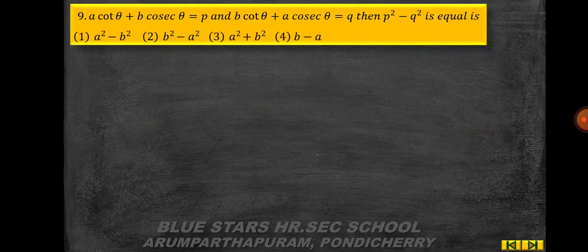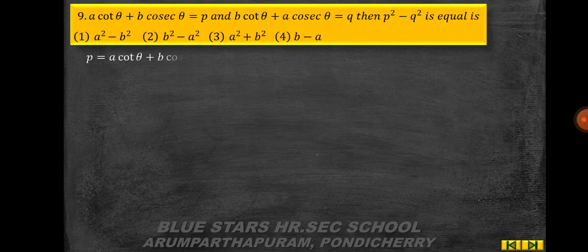Question number 9. A cot theta plus B cosecant theta is equal to P and B cot theta plus A cosecant theta is equal to Q. Then P square minus Q square is equal to option 1 A square minus B square, option 2 B square minus A square, option 3 A square plus B square, and option 4 is B minus A.